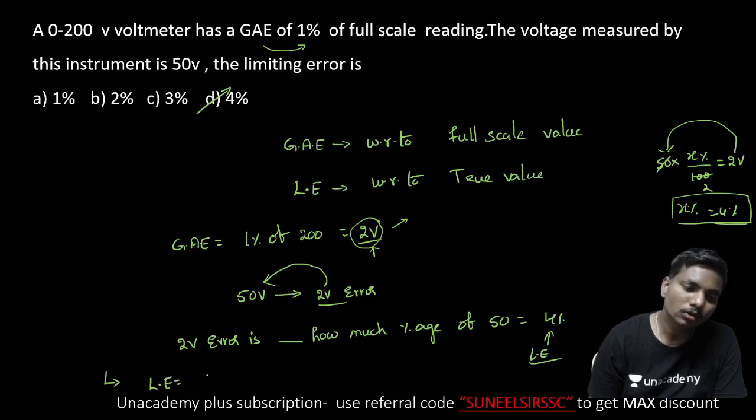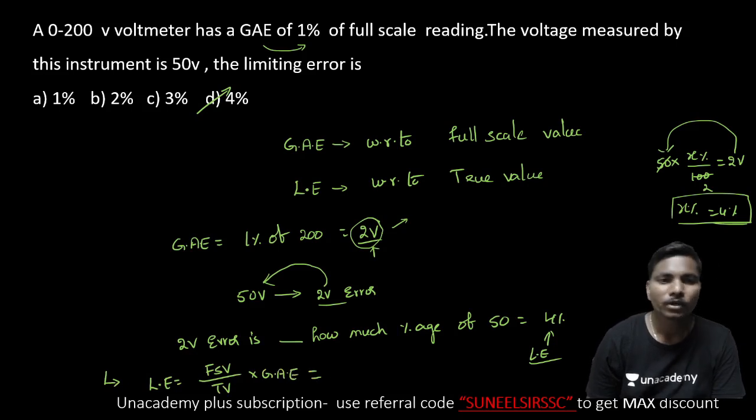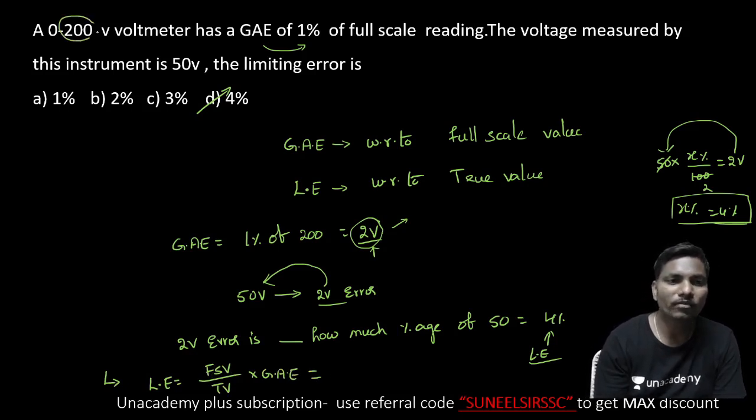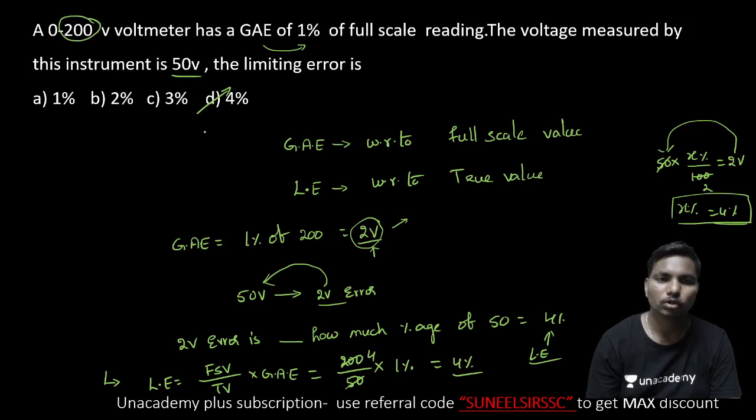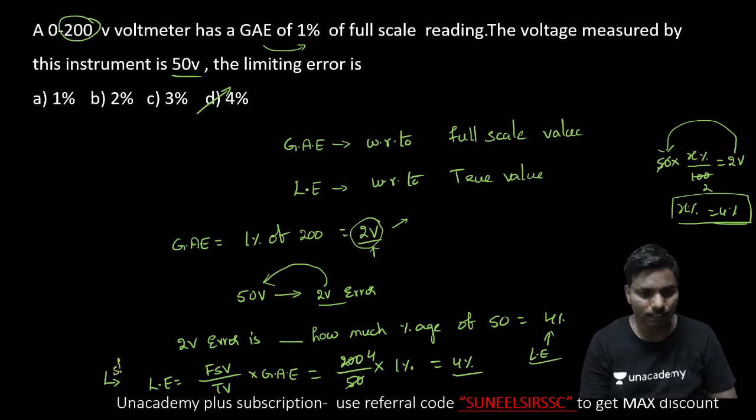Limiting error is equal to full scale value by true value into guaranteed accuracy error. This is a simple formula. Full scale value means maximum value, so the higher value, 200, and true value is nothing but what we are going to measure, that is 50, into guaranteed accuracy error 1%. So 50 by 4%. Like that you can do. This is a shortcut.